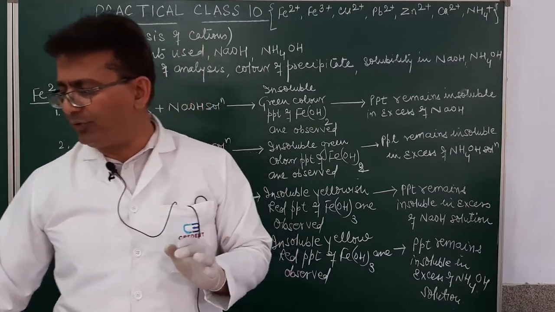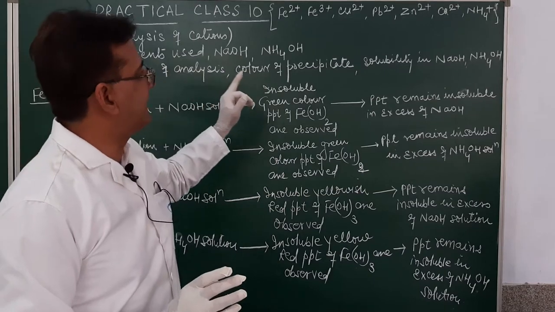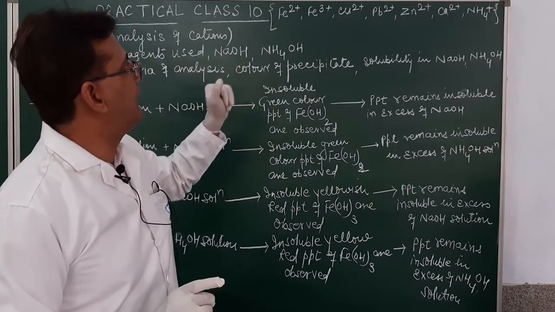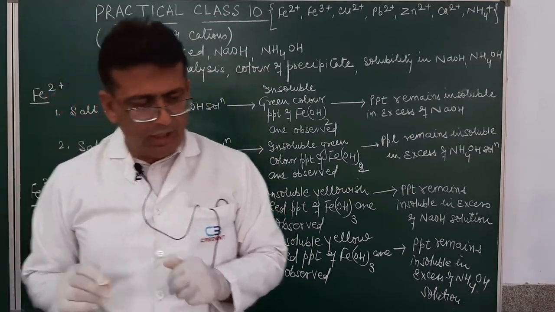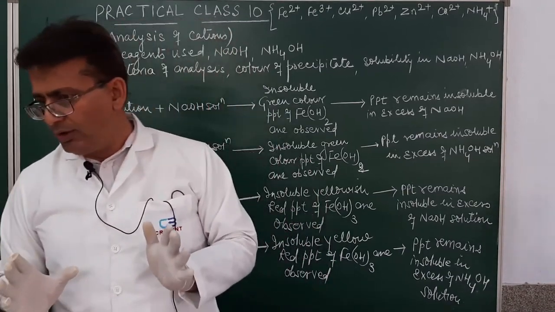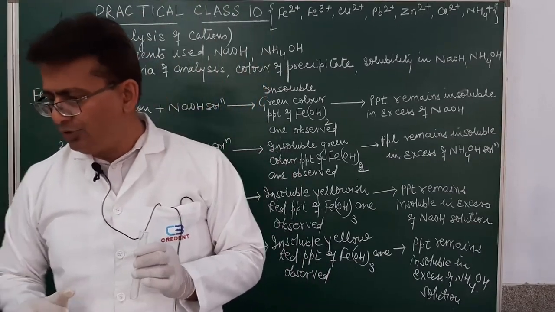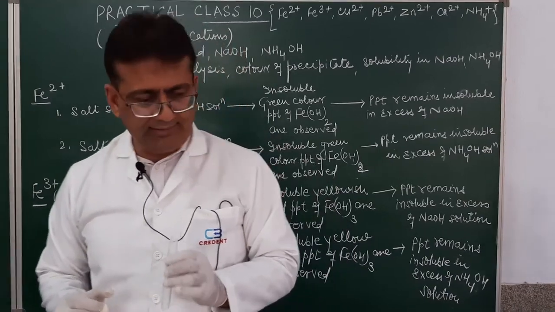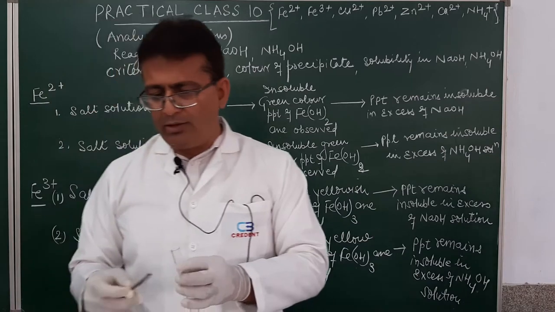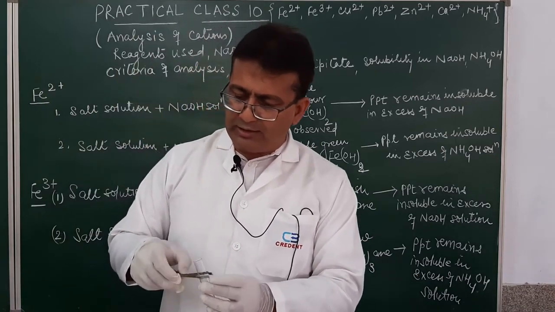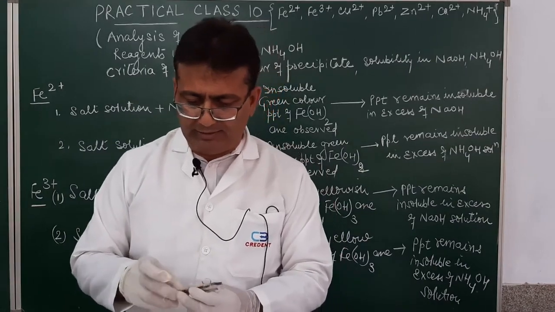So in our syllabus of class 10th, we have 3 colored ions. These are ferrous ion of a green color, ferric ion of a yellow color, and cupric ion of a blue color. Now how to perform the practical? Of course, you will be doing these practicals when you come to the lab. Once the lockdown opens, definitely you will be coming to the lab. But before that, we are demonstrating to you how we carry out this practical.